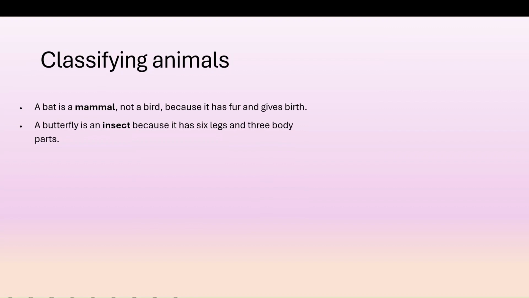So a bat is a mammal, not a bird, because it has fur and gives birth. A butterfly is an insect because it has 6 legs and 3 body parts.